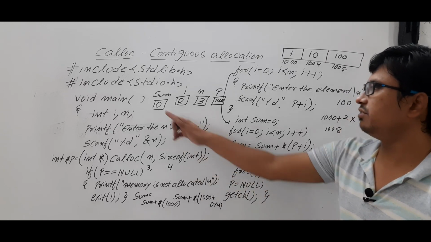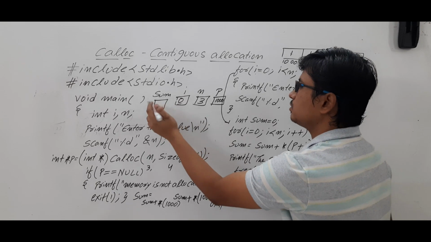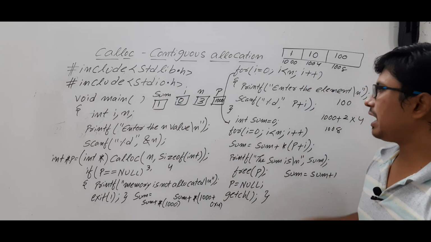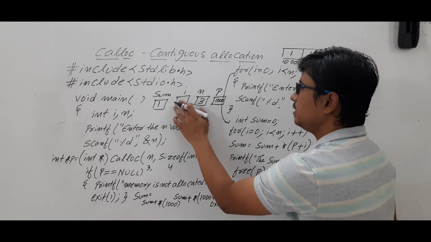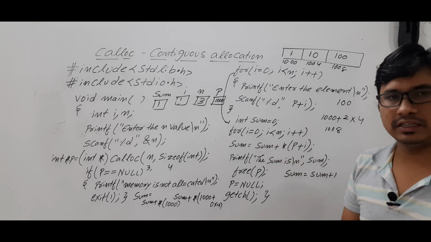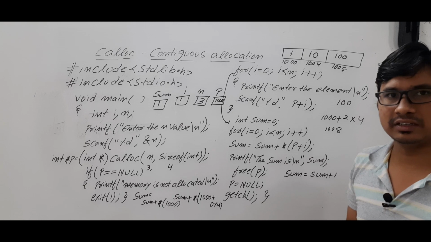Look at what the sum value is: 0. So 0 plus 1 will be 1. That value will be assigned to the variable sum. Is it clear? Now what will happen? The i value will be incremented. Now i becomes 1. 1 is less than 3. Yes, again the condition is true. If the condition is true, you have to execute the statement in the for loop.